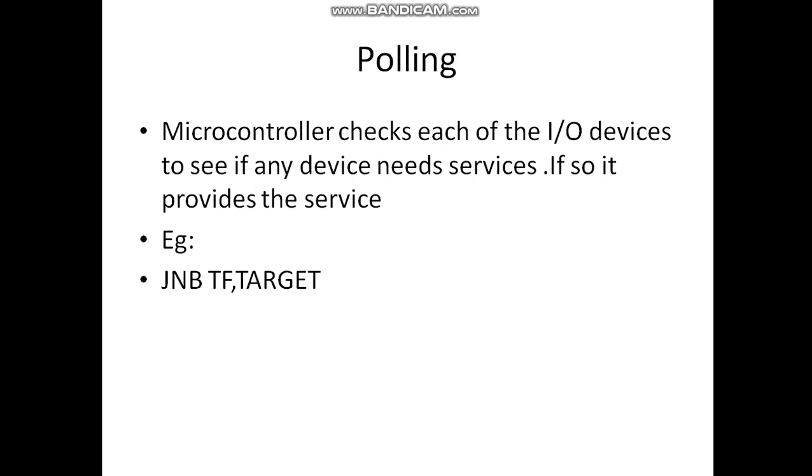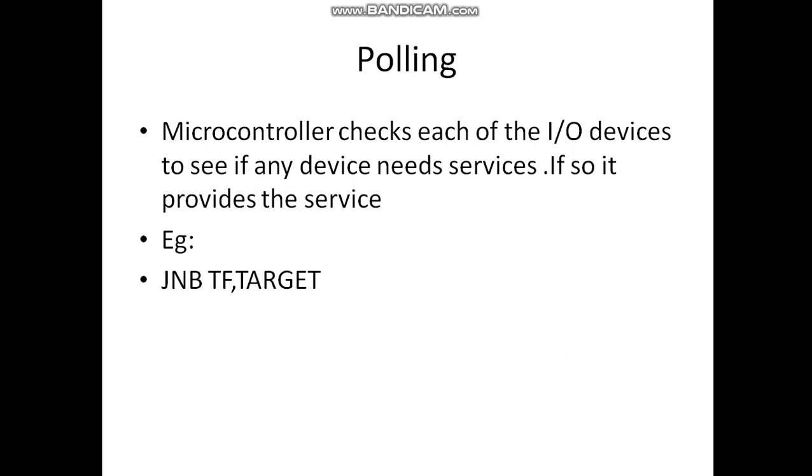Here the polling is done in a round robin way. That means the microcontroller communicates with the first device and checks if it needs service. If the first device does not need service, then it will communicate with the second device and check if it needs service. Suppose the second device needs service, then the microcontroller will provide service to it, and then it will continue monitoring the third device. So polling is done in a round robin fashion.